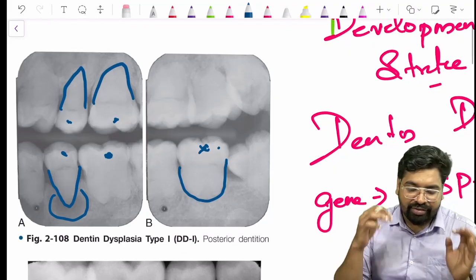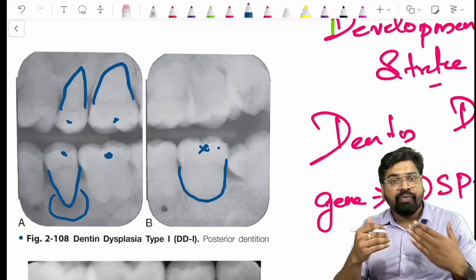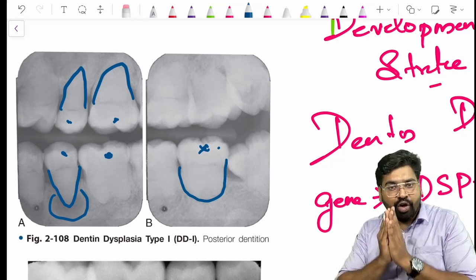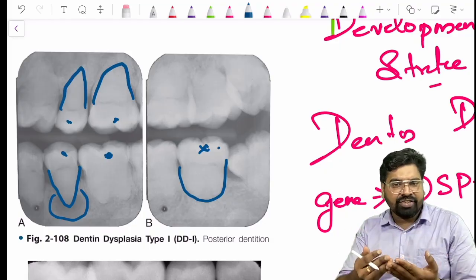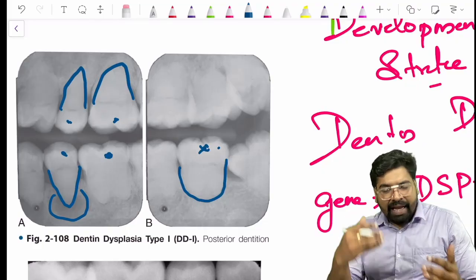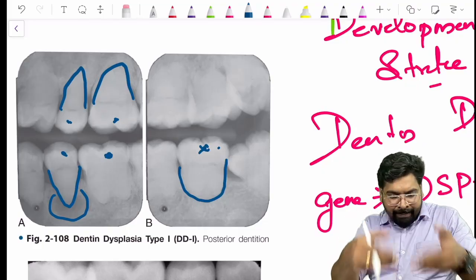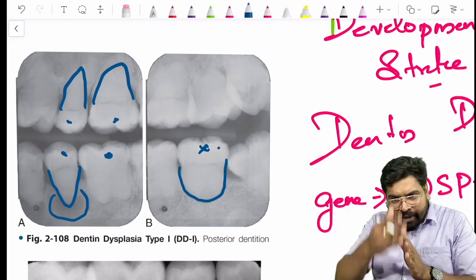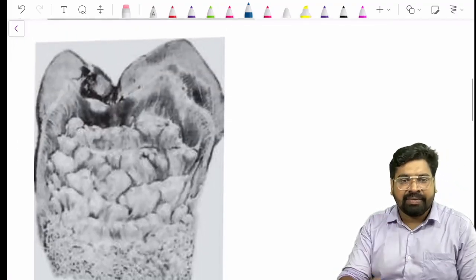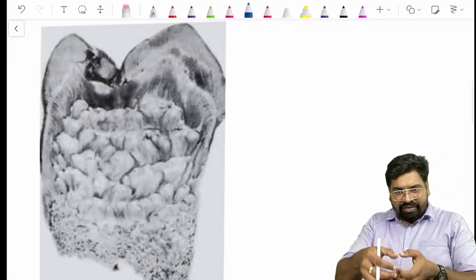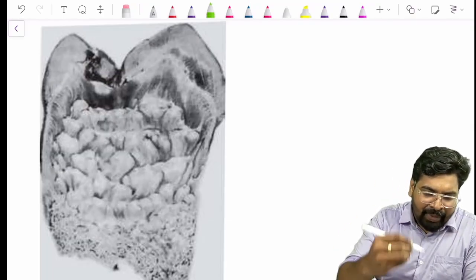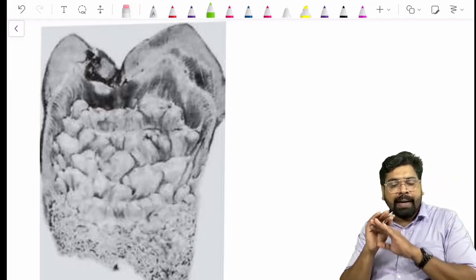So this is the scene we see in type 1 dentin dysplasia: short roots, premature exfoliation, and obliteration of the pulp chamber. If you extract this tooth and cut it into two halves, you can see a structure like this, and there is no root canal or pulp chamber here.